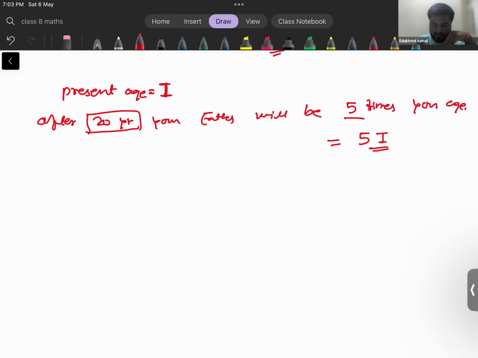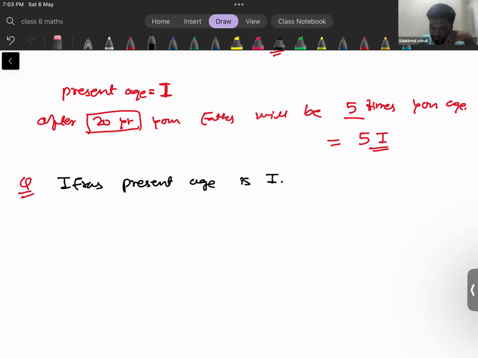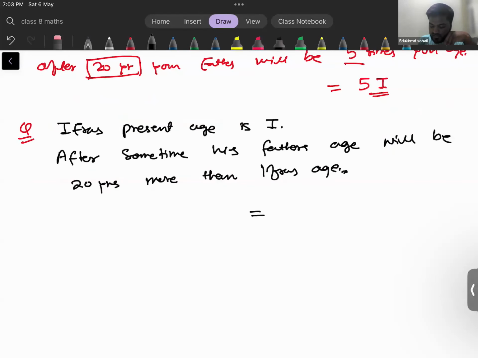But if the question was like this, let's see. If I say Ifra's present age is I. After some time, his father's age will be 20 years more than Ifra's age. So in this case, we could have simply said that your father's age is going to be 20 plus I after some time. Okay. So that is the question.